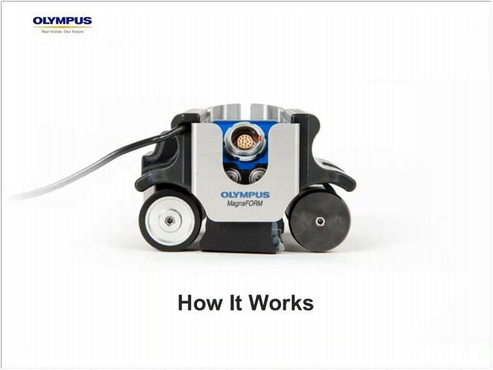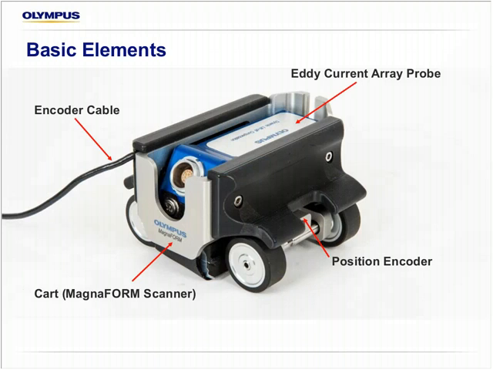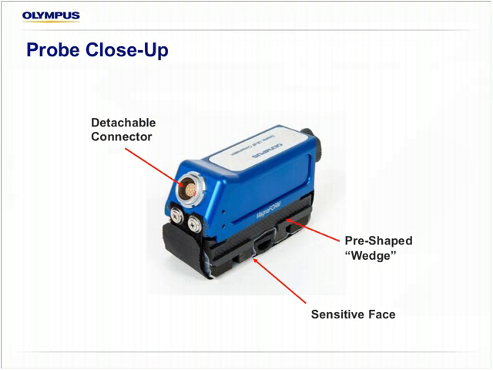So how it works: we're going to focus a little bit on the probe to explain how that solution works. First of all, the basic elements. There's the actual cart called the Magnaform, which is the actual cart holding the probe. The probe is an eddy current array probe, which we're going to detail in a few minutes. There's also a position encoder and a cable for that position encoder. The probe itself has a detachable connector. It's a first in the industry, really, for a portable product having eddy current arrays in it. It's the first time that something detachable comes.